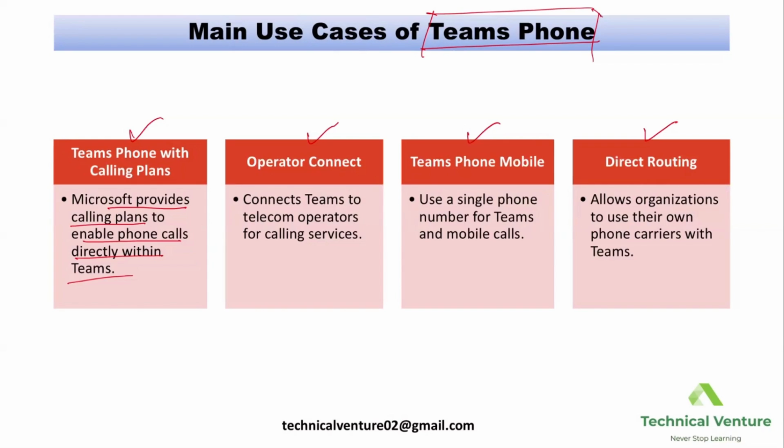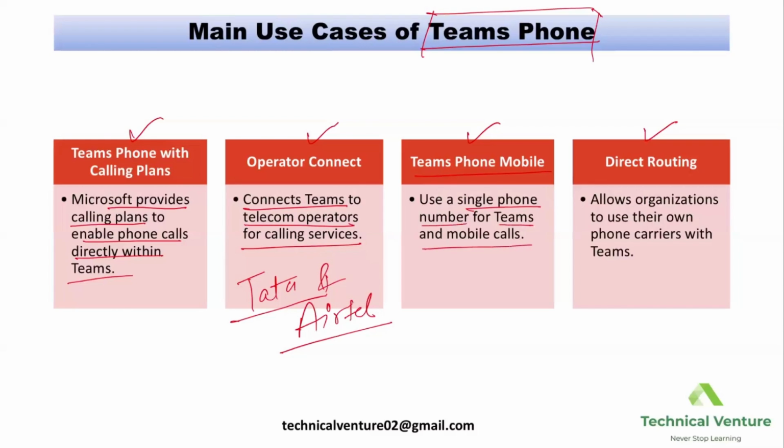Then Operator Connect. What does Operator Connect do? It connects Teams to telecom operators for calling services. Like in India, I believe now we have Tata and Airtel who are providing these Operator Connect services. Then we have Teams Phone Mobile. It uses a single phone number for Teams and mobile calls, right?